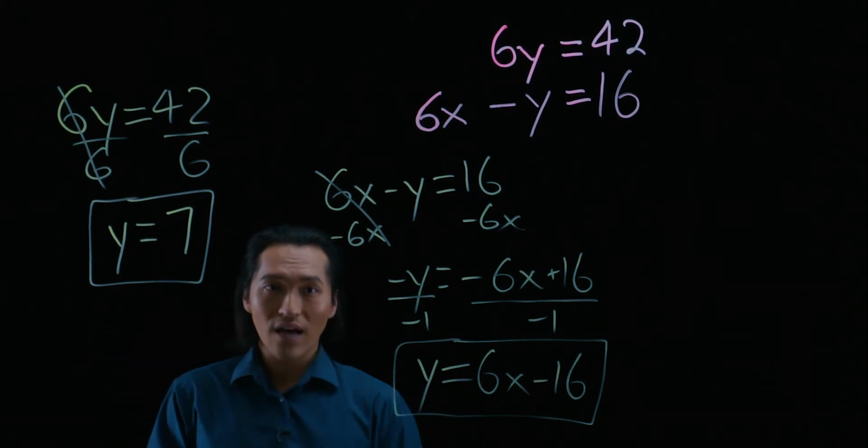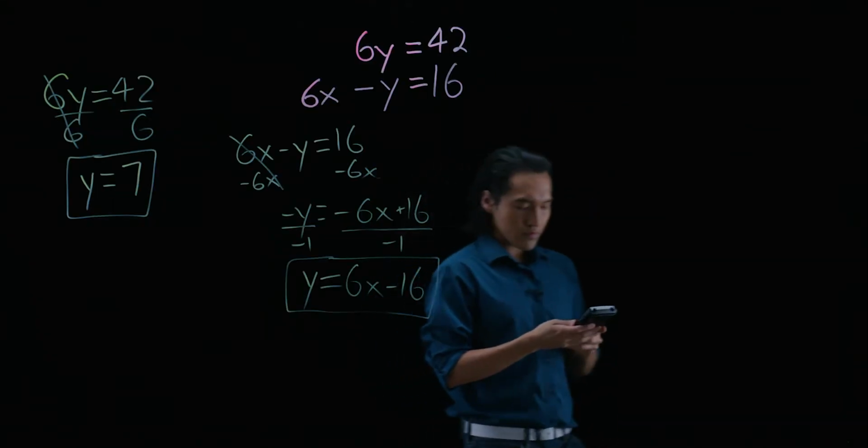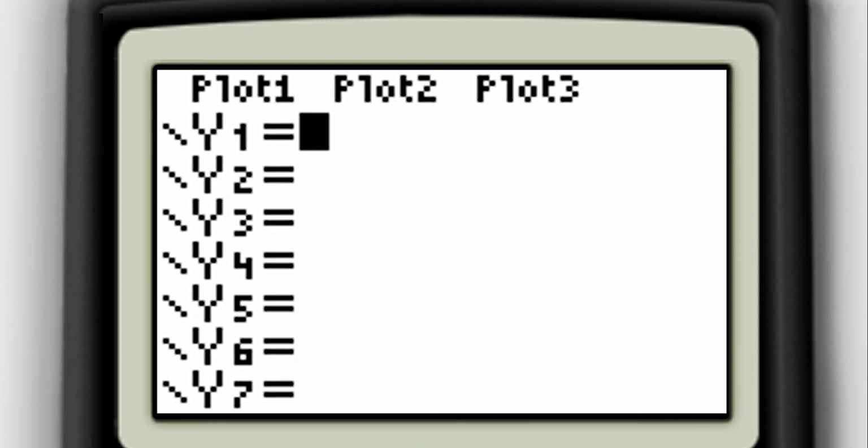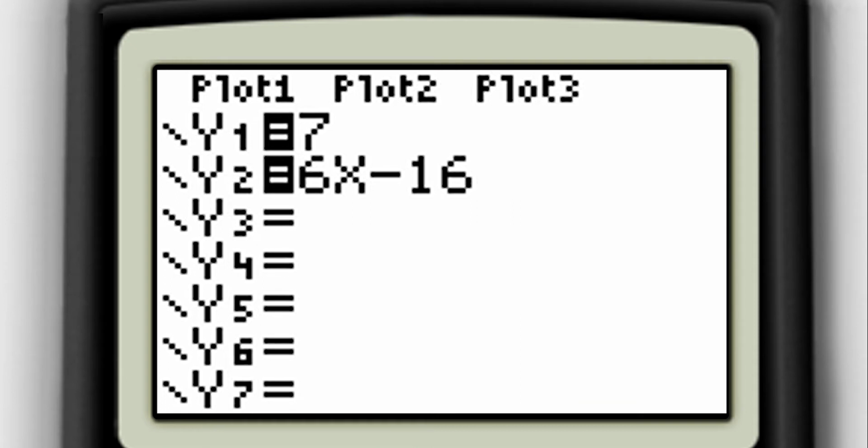Now we can use our graphing utilities. We can turn our graphing utility on to y equals. We go to y equals, and then we just plug in the numbers. We go to y equals 7 for y sub 1, and then for y sub 2, we can plug in 6x minus 16. And when we press graph, we'll see two lines show up.